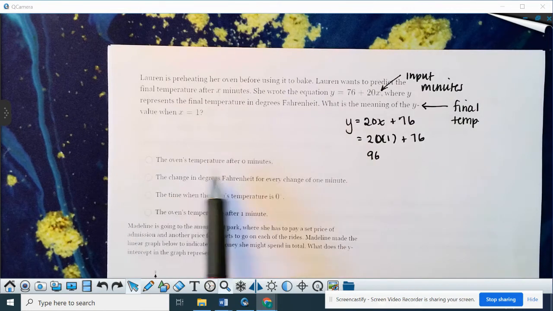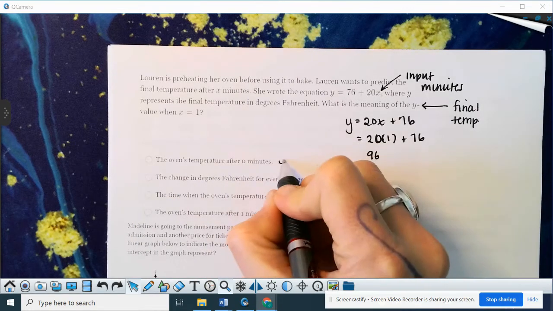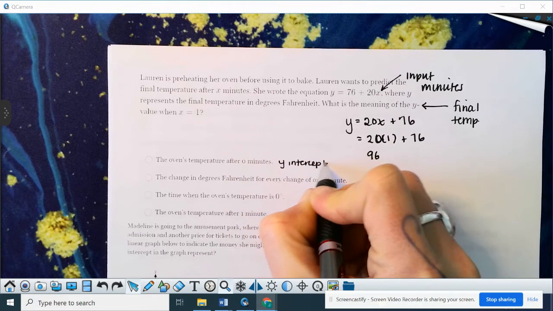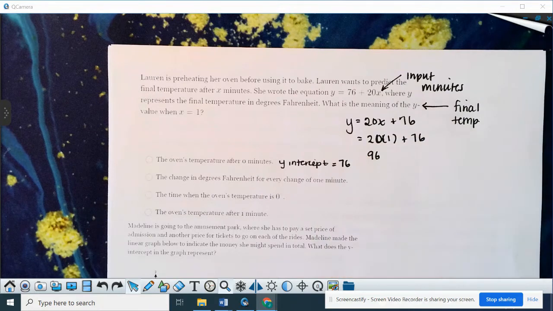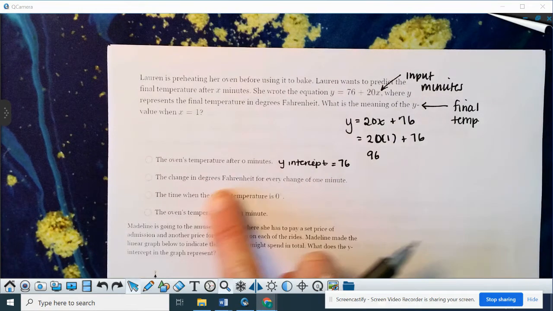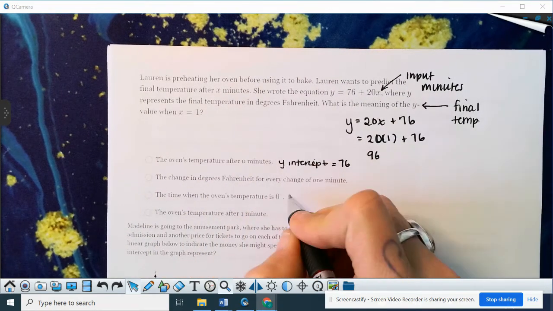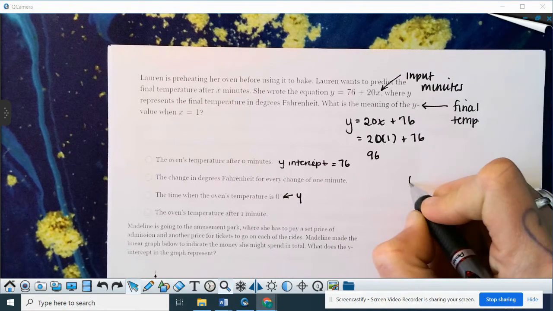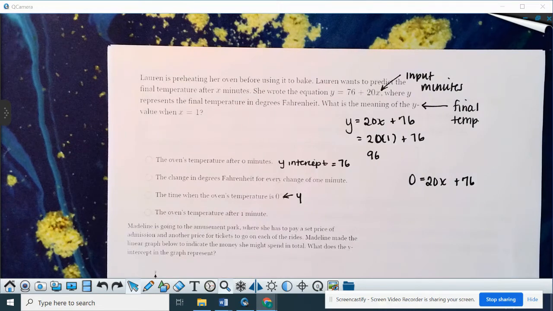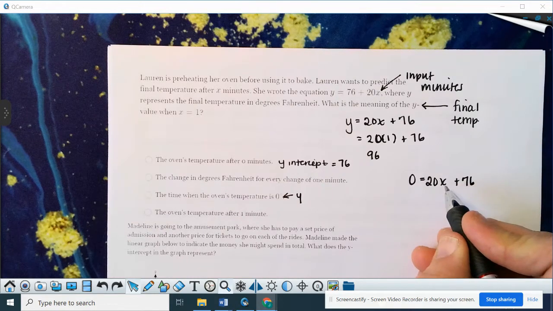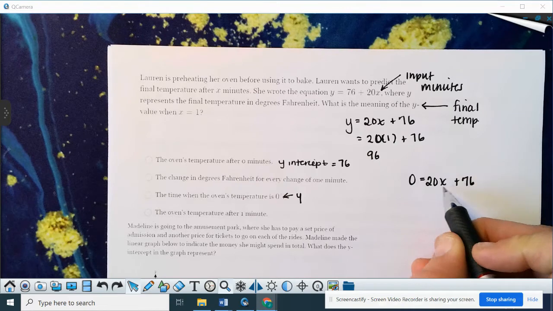So the oven's temperature after 0 minutes would be your y-intercept, your starting point, because that's going to take away that 20 altogether, so that's going to be 76. The change in degrees Fahrenheit for every change of 1 minute, that looks good. The time when the oven's temperature is 0, so that 0 would then be the y value. That would be what would make this into a 0, which if we're talking temperature of oven, it wouldn't be time, not necessarily in that way, because then you would get some negative here, which we don't have negative time. So that would be an absolute value conversation.